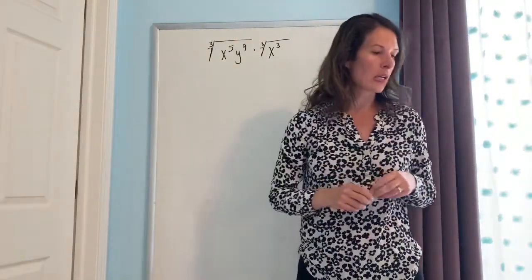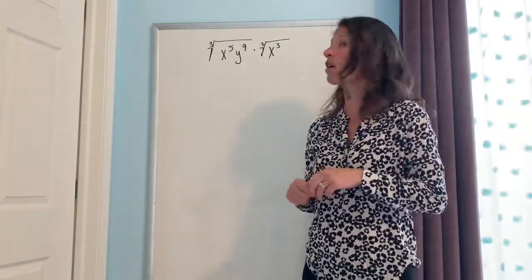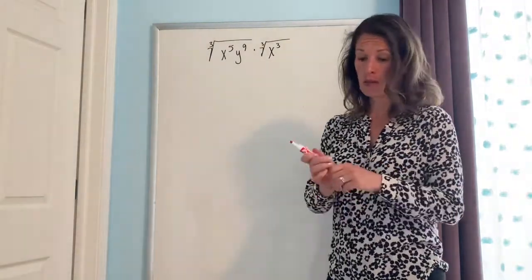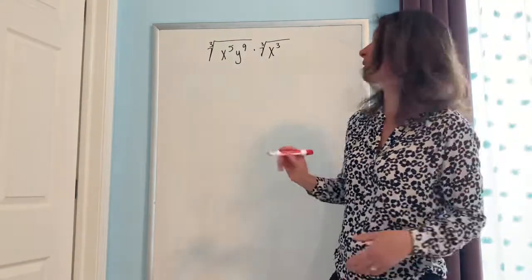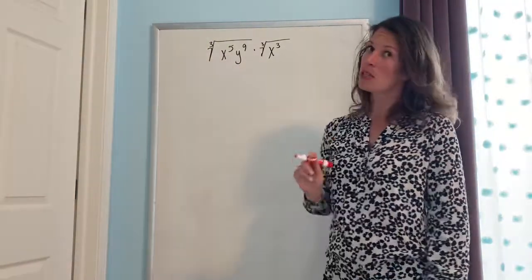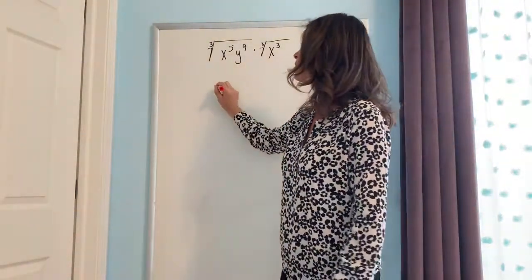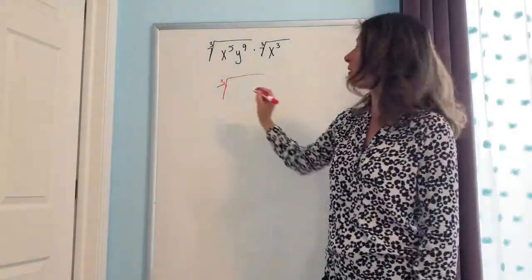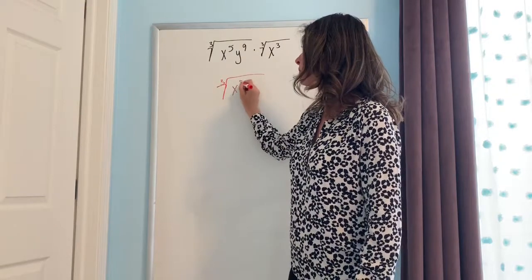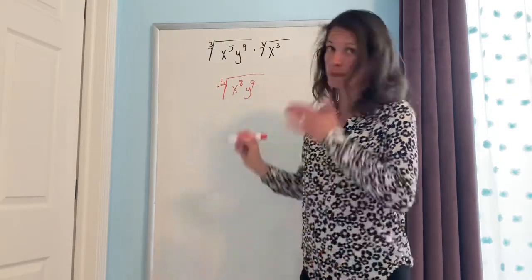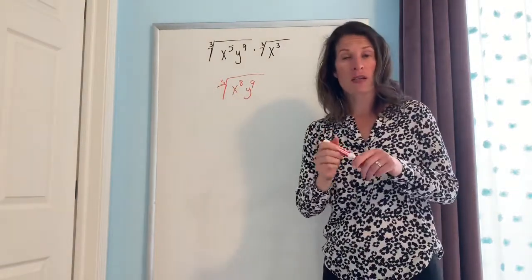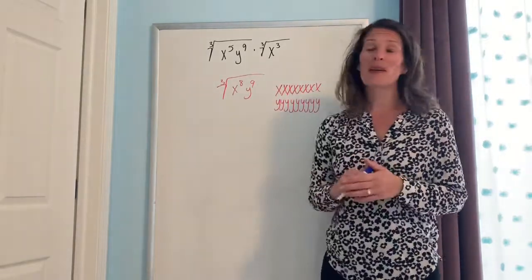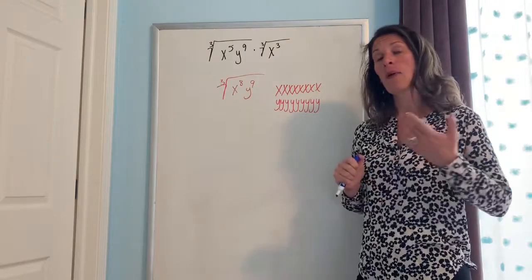Okay, let's look at our last one, number 10. So all we're going to do is multiply what's inside the radical, and then we're going to have to break it down. So I have a cube root times a cube root, which means I can do it. I have x to the 5th times x to the 3rd becomes x to the 8th. Y, 9. Now I'm going to write all of my x's and all of my y's. So I've written my x's and my y's. Now I have to group them.